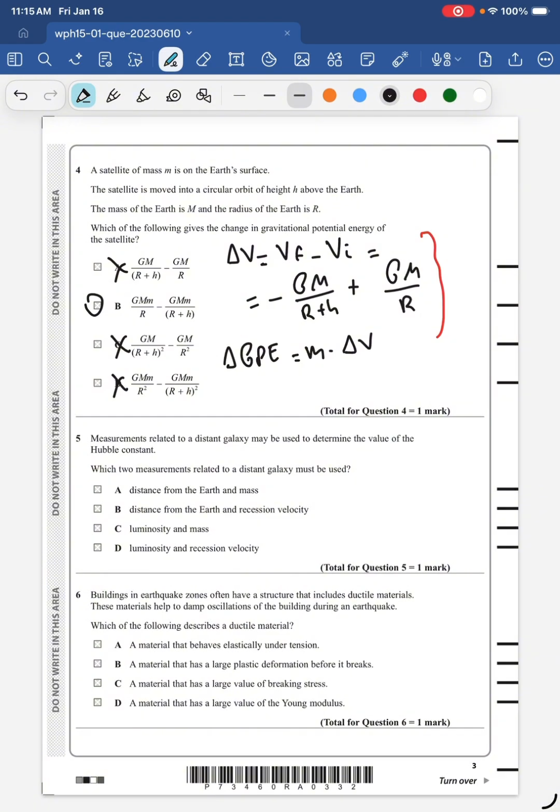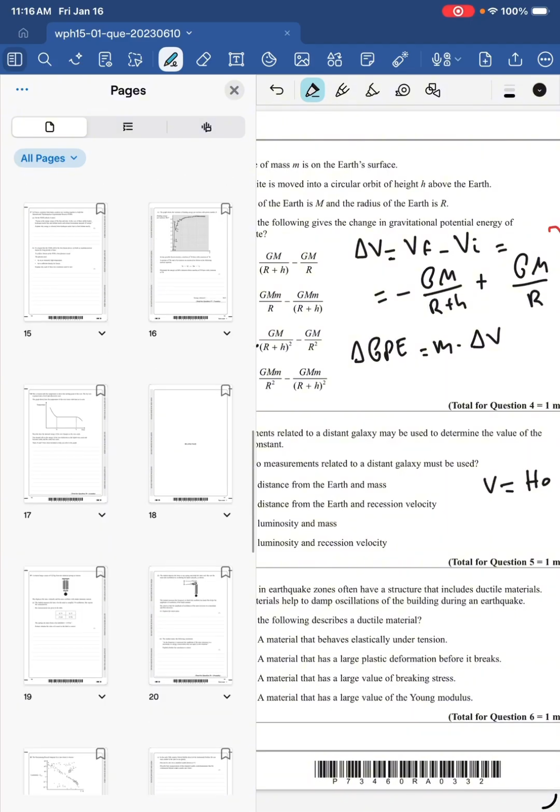Okay, so distance from the Earth and mass. I don't know how that's going to help you. Distance from the Earth and recession velocity. Okay, that actually works, right? Because V, the velocity of a galaxy, is given by the Hubble constant times the distance. And I'm pretty sure this is one of the formulas they actually give you in the back of the paper.